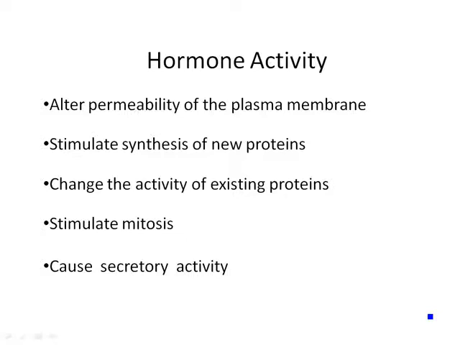And then you've got other hormones that are going to cause secretory activity. So you may have something like estrogen. Estrogen is going to go to the uterine lining, and it's going to cause the uterine lining to grow and proliferate and secrete all kinds of rich juices that are going to provide a great environment for a fetus to grow and develop. So hormones have all kinds of different activities.